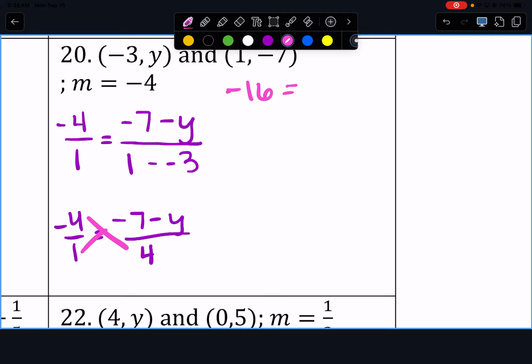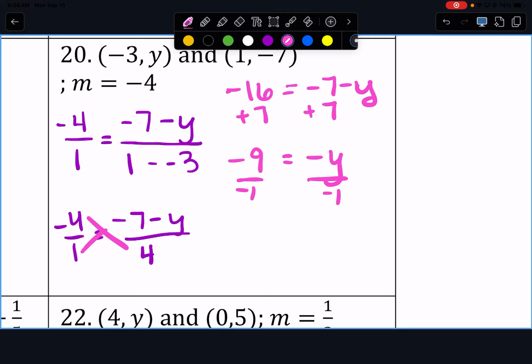And then, does multiplying by 1 change anything? So we have negative 7 minus y. How do I solve that? Well, add 7. And so that gives us negative 9 equals negative y. How am I done? What do I do from here? Divide everything by negative 1. So I get negative 9 divided by negative 1 is, equals y.